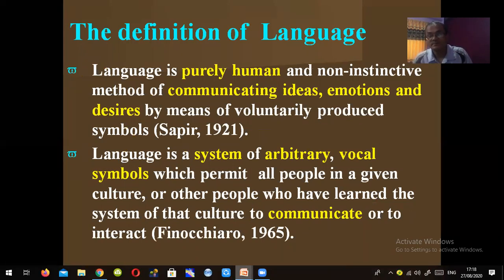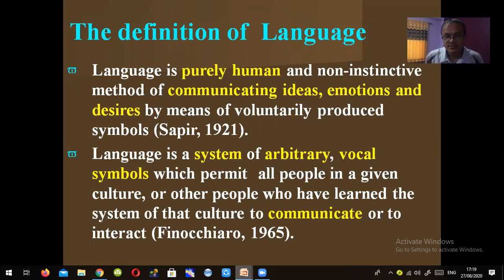And let me begin with many definitions given by many scholars. The first one, taken from Sapir: language is a purely human and non-instinctive method of communicating ideas, emotion, and desire by means of voluntarily produced symbols. Let's see the highlighted words: purely human, communicating ideas, emotion, and desire. And another word that I haven't highlighted is voluntarily produced. Voluntarily.